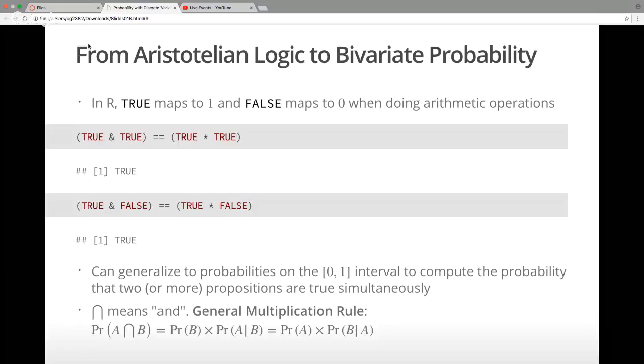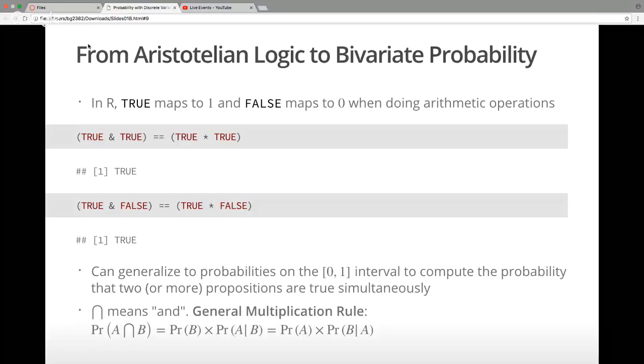Similarly, here, if we have something that evaluates to true and something that evaluates to false, not both of them are true. And if we take true, multiply it by false, that's 1 times 0. So this evaluates to 0 equals 0, which is also a true statement from R's perspective.